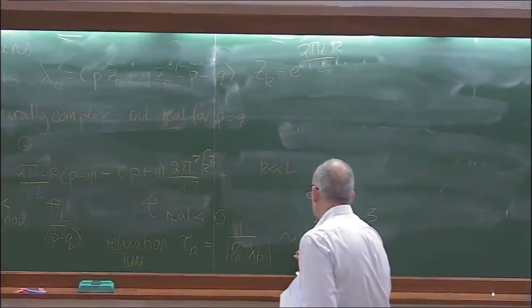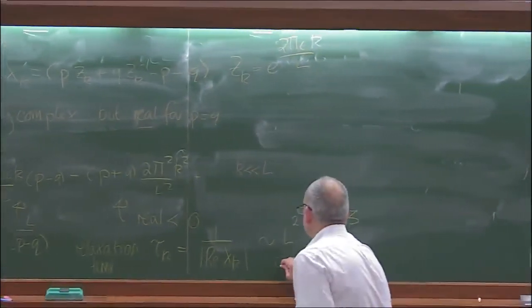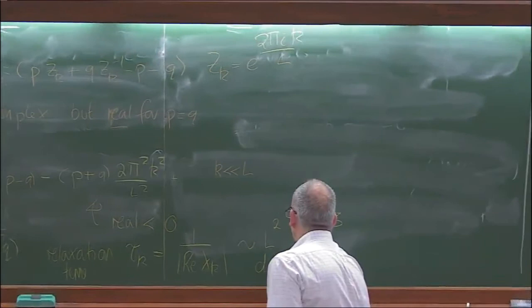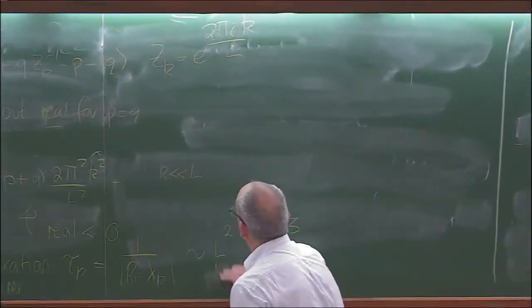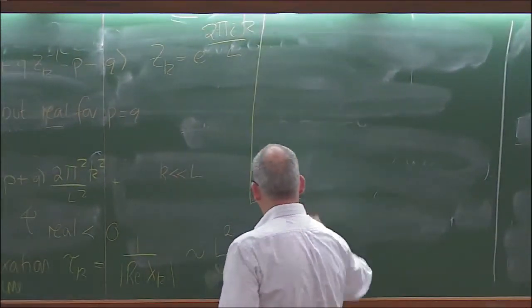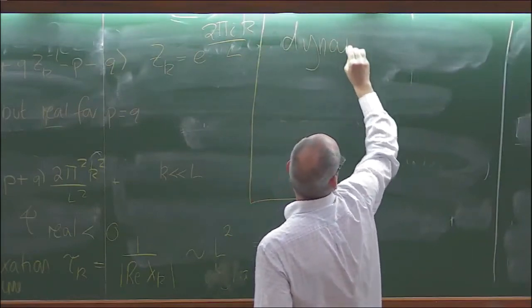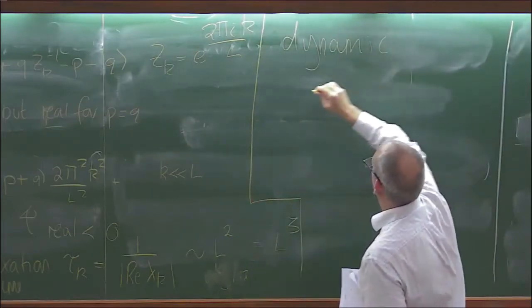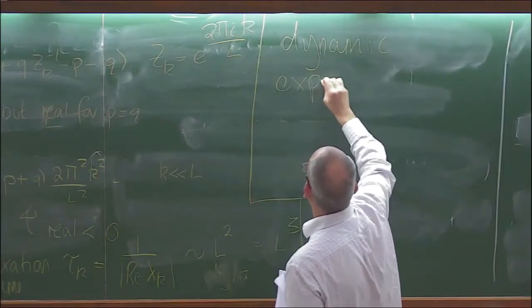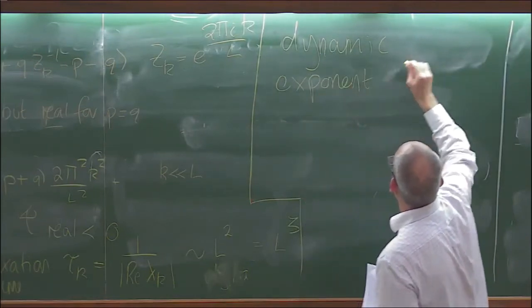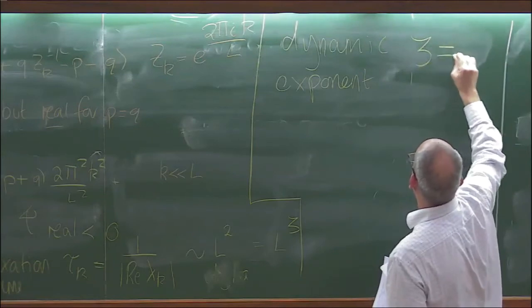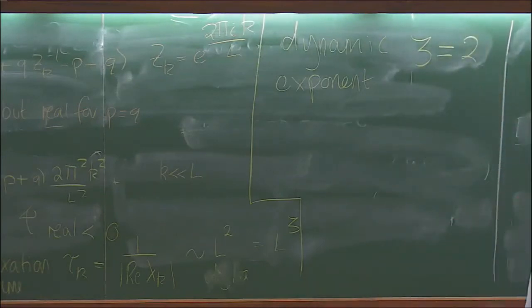And here, the dynamic exponent, I'll denote by z, is equal to 2. And this is common to diffusive processes.